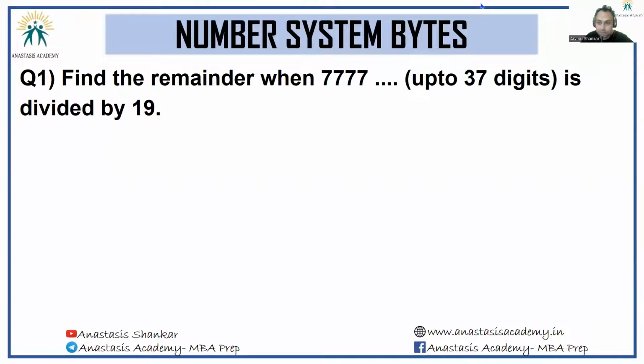Let's look at the solutions of number system bytes. Find the remainder when 7777 up to 37 digits is divided by 19.